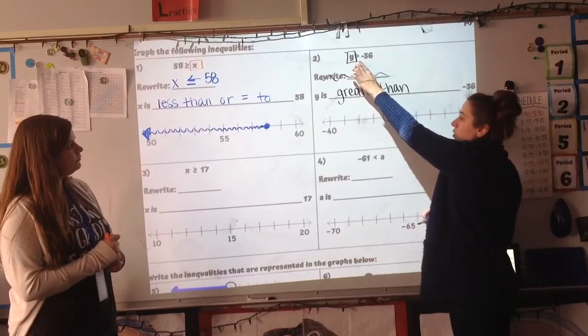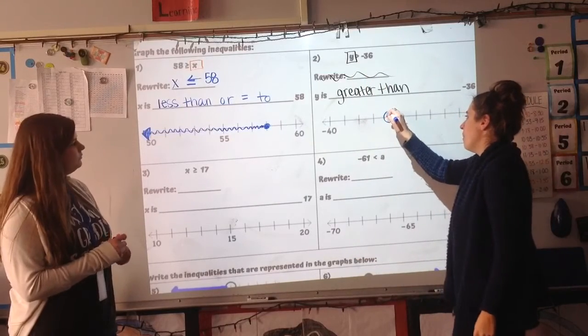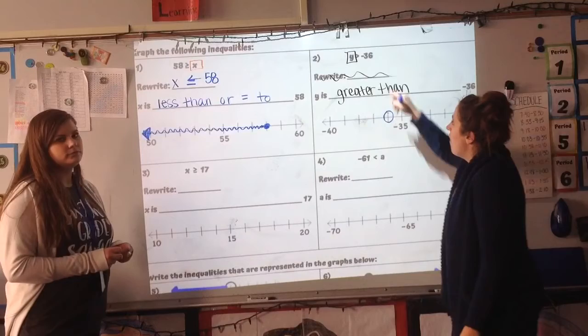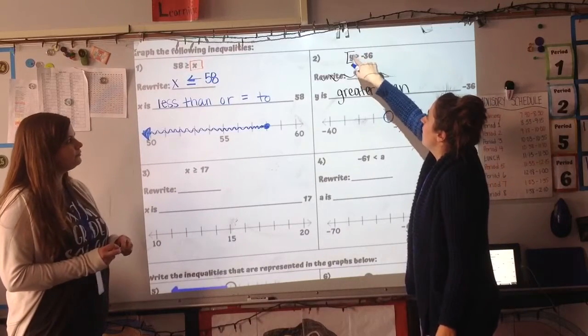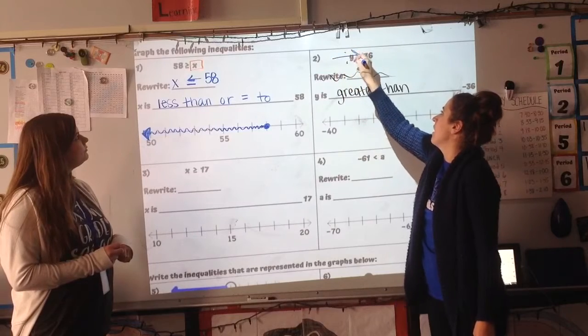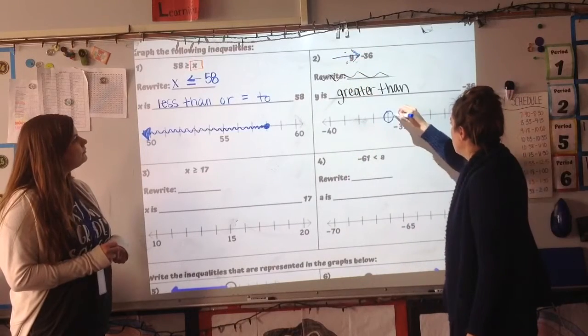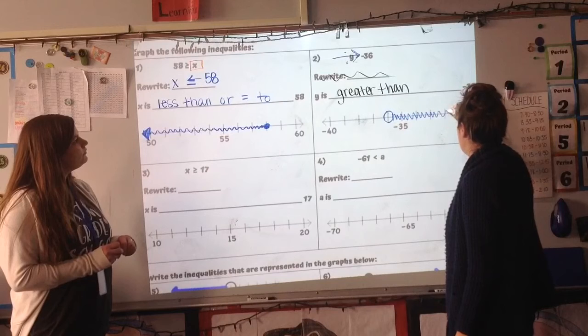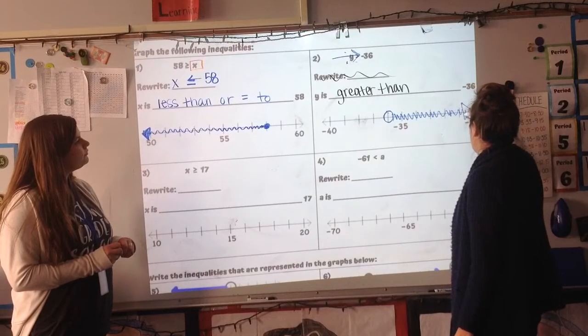Since there's no equal to part, it remains an open circle here. And then if I look at this as an arrow, it looks like it is pointing to the right. So I'm going to shade to the right, draw my arrow on the end.